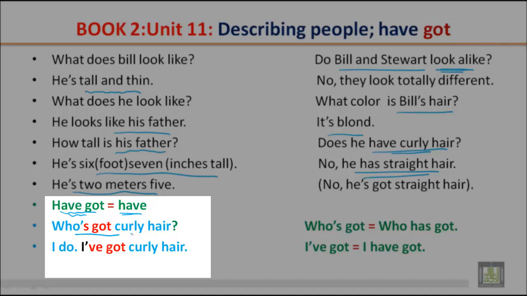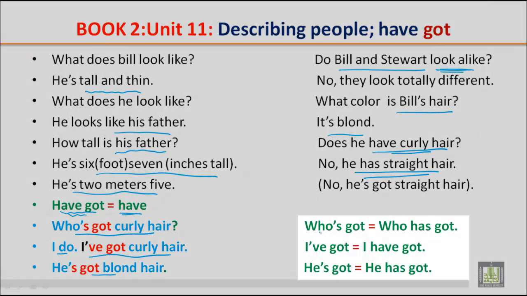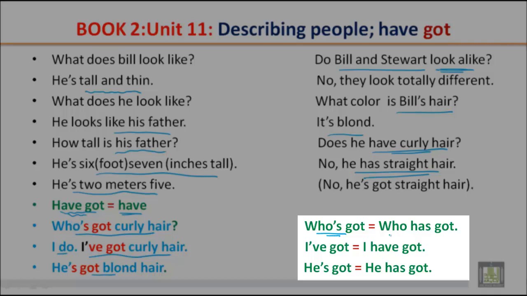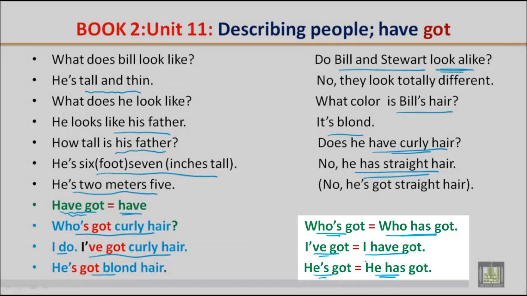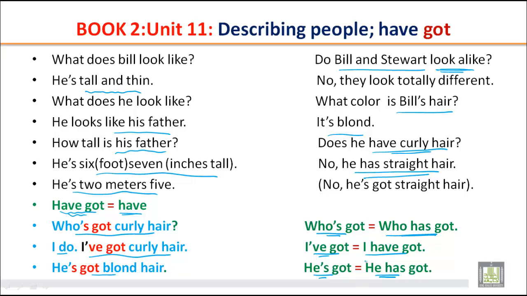Now, who has got curly hair? I do. I have got curly hair. He has got blonde hair. Who's got is the contraction for who has got. I've got is the contraction for I have got. He's got is the contraction for he has got. So in all these sentences, we have been describing people with have got.